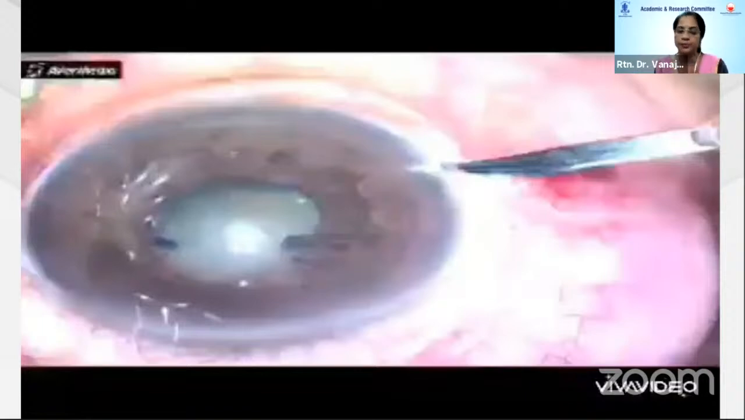Here, pupil expanding devices like the Malyugin ring could be used, but I had very little time. The nucleus was very unstable, so I decided to bring it into the anterior chamber or the iris plane and then continue the phaco. Pupil expanding devices would be a hindrance in such a case because phacoing would be difficult at that plane.